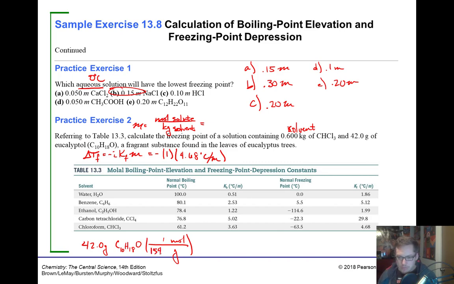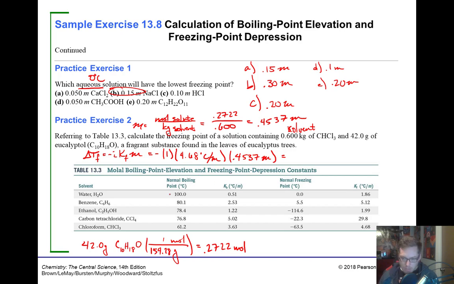So we'll take our 42 divided by that 154.28 grams, so we get 0.2722 moles. So that's the top part here, 0.2722. And then we need the kilograms of solvent. Well, that's just right here, the 0.600 kilograms. So we'll divide that by our 0.6. We get 0.4537 molal. So we'll plug that in here, 0.4537 molal. So everything will cancel out.